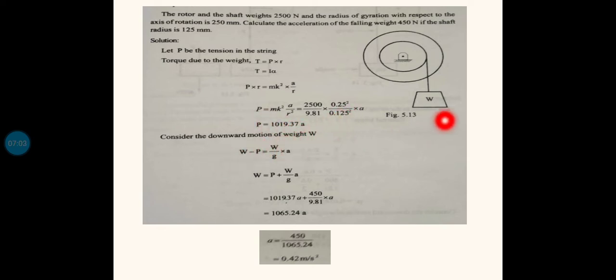Now considering the dynamic equilibrium of this weight alone. The weight is moving downward, so along the motion direction the force acting is the weight of this one, that is 450 Newton, and opposite to that on the string we have the tensile force P. So W minus P is the net force acting, that will be equal to m a. Instead of m I am writing W by g into a. This a means the acceleration of this one, same acceleration, so both are the same. So W equal to P plus W by g into a.